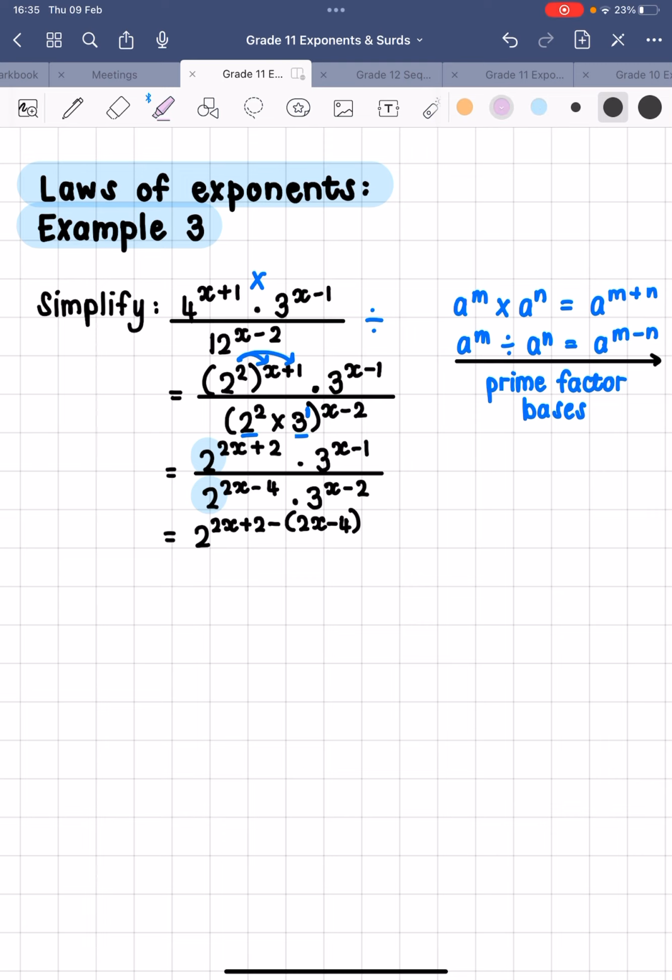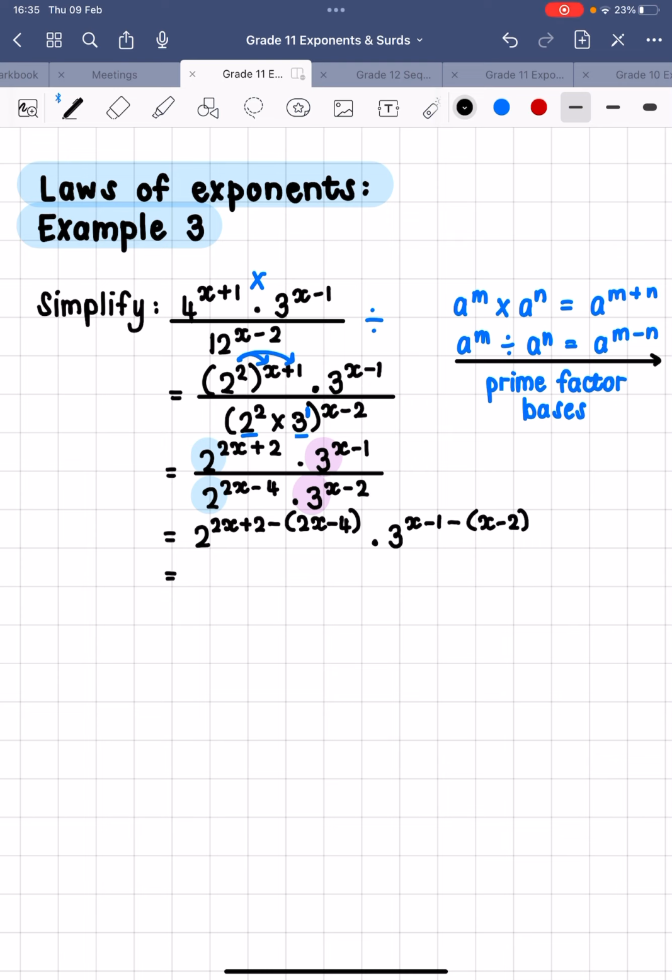We're going to simplify that exponent just now. Next up, we also have 2 bases of 3. So we are going to put a times there because we are multiplying these answers together. We're going to keep that base of 3. We're going to take the top exponent, x minus 1. We're going to subtract the entire second exponent by putting brackets around it.